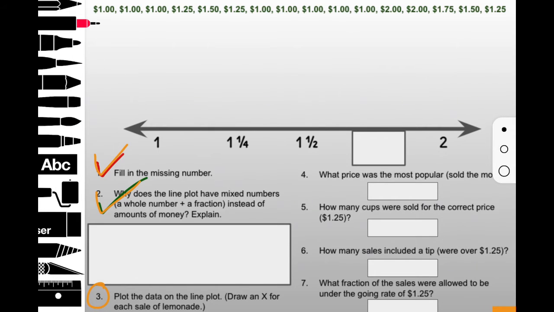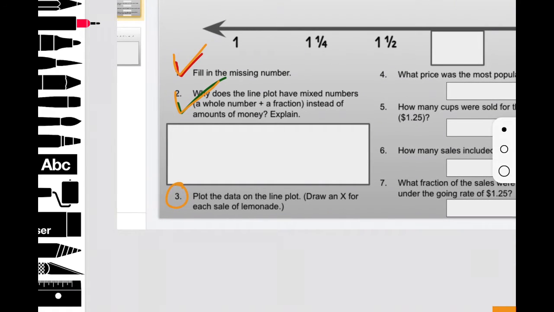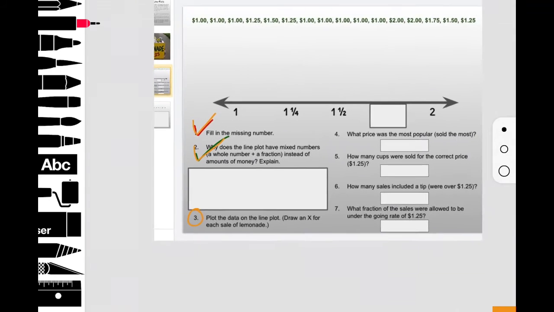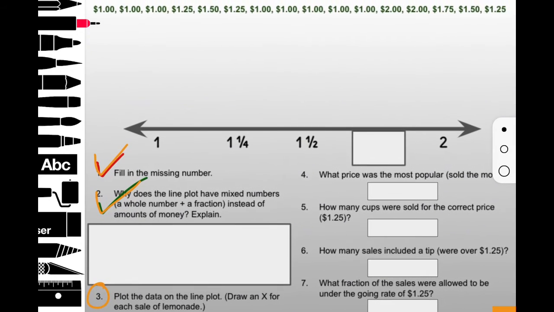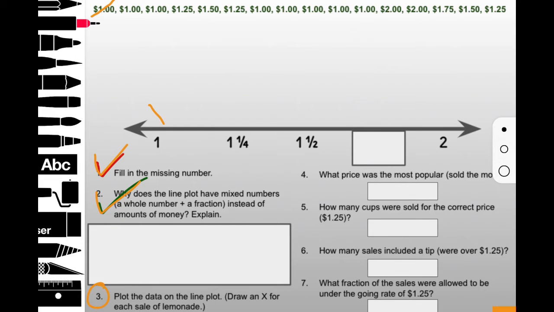Number 3 says plot the data on the line plot. Draw an X for each sale of lemonade. Surprisingly, some of you did not do this, even though I told you during the live Zoom exactly how you should. What you should do is simply go through and cross out the amounts as you put X's. So, look, I crossed it out, I put an X. I crossed it out, I put an X. Oh, here's a different one from $1, so I'm going to put an X over here.